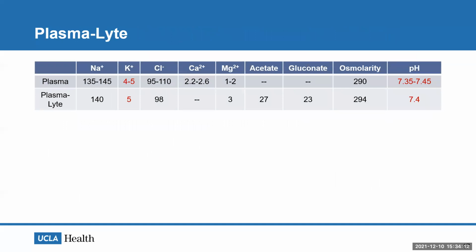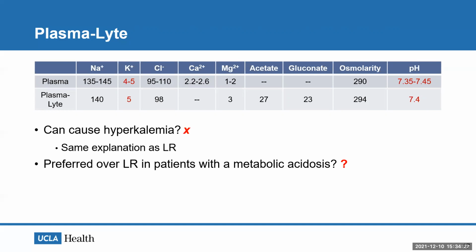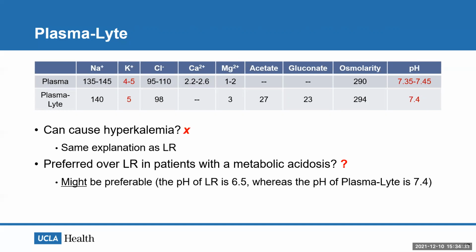Let's move on to Plasma-Lyte. Potassium is higher than that of LR, and the pH is pretty close to that of blood. You have to ask yourself again, can Plasma-Lyte cause hyperkalemia? The answer is no, for the same reason that LR does not. Second thing, is this preferred over LR in patients with a metabolic acidosis? I mean, the pH is closer to that of blood, so maybe there's something there.